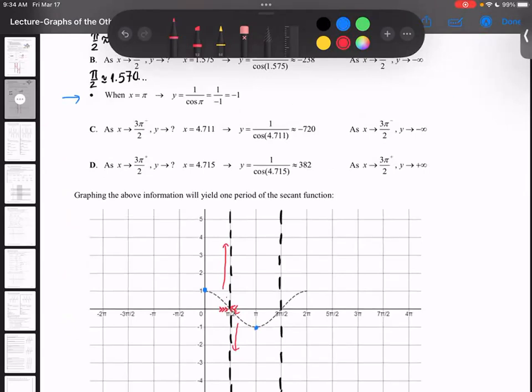Two more to go. I want to know what happens when it approaches 3 pi half from the left. Can I skip that part? It's the same thing I've been saying, so I can read that. As x approaches 3 pi half from the left, y approaches negative infinity. And as x approaches 3 pi half from the right, y approaches positive infinity. Same argument. Just do it one step at a time.